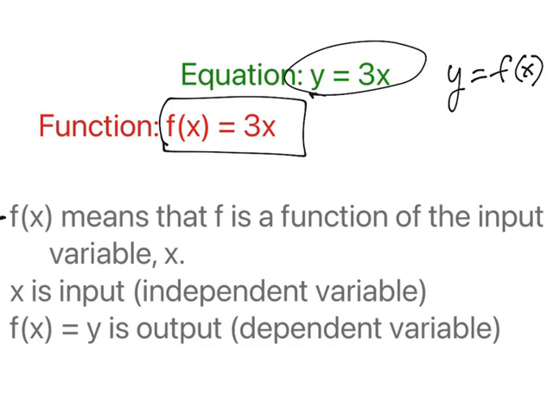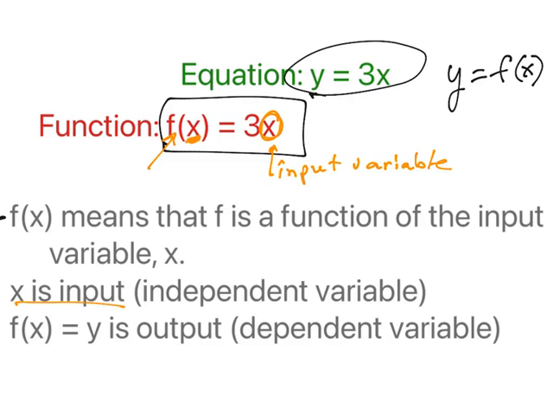So f of x simply means that f is a function of the input variable x, because the variable that hangs out, I call it where all the junk is, or the beef of the thing, so where all of the numbers are, that is going to be your input variable. And since x is the input variable, this x over here in the parentheses just says, hey, this is our input variable, and this tells us it's a function of that variable. So x is our input, and f of x is the same as y.